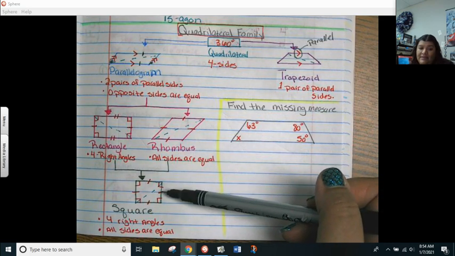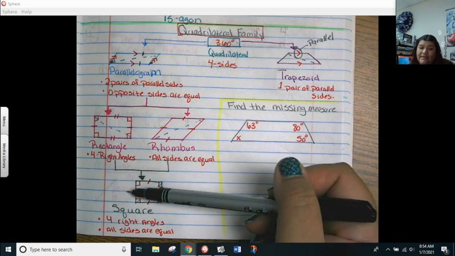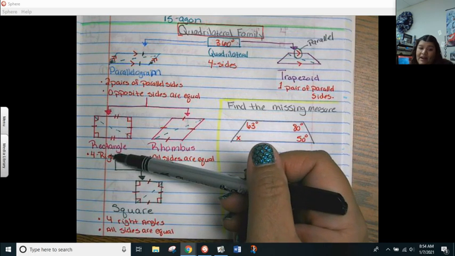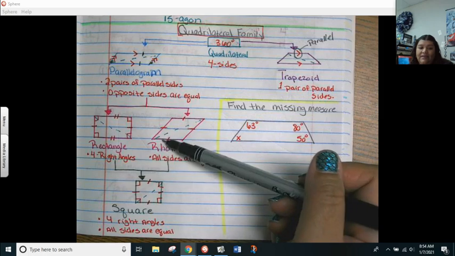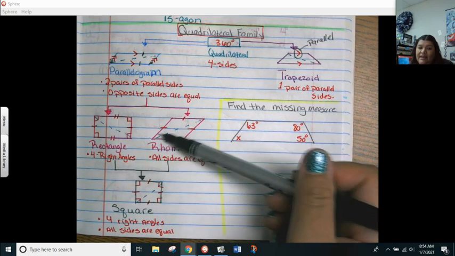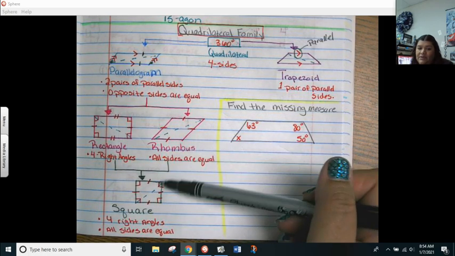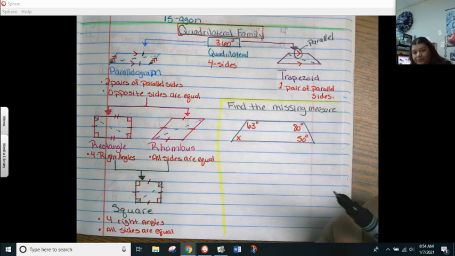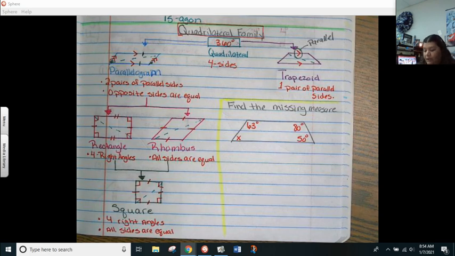But what makes this a square is that it has 4 right angles and it has all sides equal. It has both of these. Since it has both those characteristics, this one is called a square. Okay, that is our square. He's the perfect child, you know, the sibling that never gets in trouble.